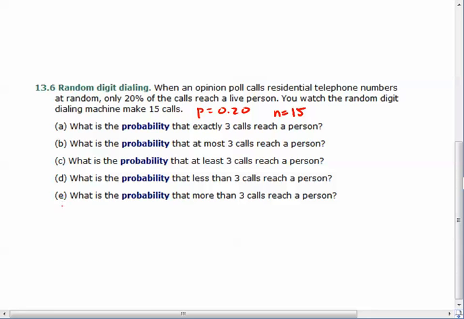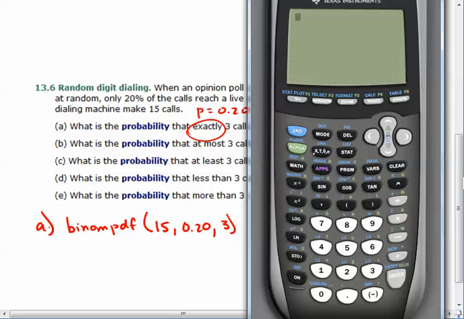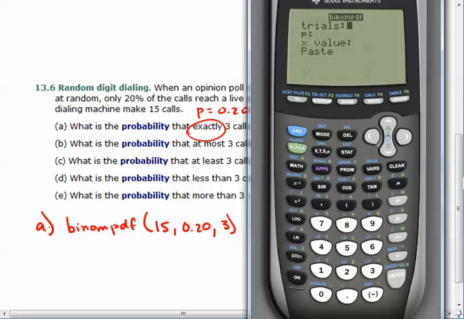In letter A, we're asked what's the probability that exactly 3 calls reach a person. So X here is 3. When you see "exactly," or the question is only giving you one option, you're going to use binomial PDF, and you're going to put in N, then P, then X. To review, second distribution. If you scroll up, I find it's fastest: binomial PDF, and you put in 15, 0.2 and 3. Press enter. 0.2501.